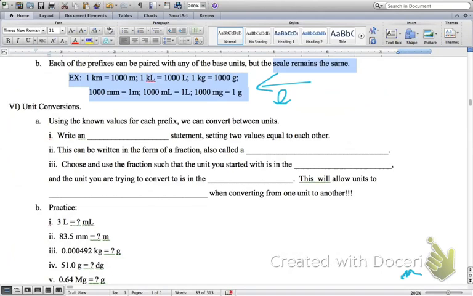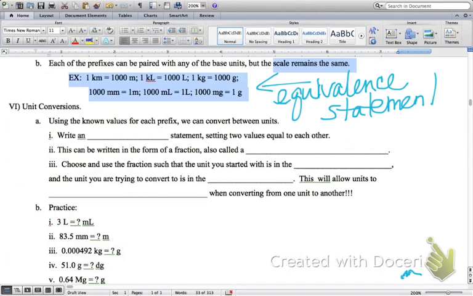Okay, there we go. Those are called equivalence statements. When you set two numerical quantities equal to each other, those are called equivalent statements. Any equivalent statement can be written in the form of a fraction. We talked about that. What you should have found out is that when you put an equivalent statement in the form of a fraction, it then becomes called a conversion factor.